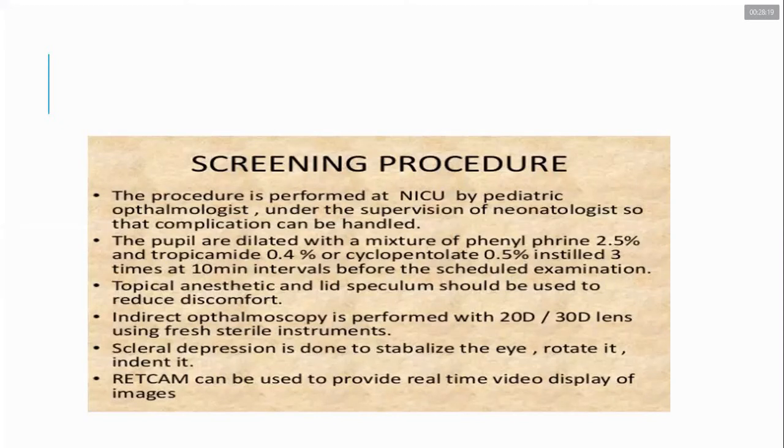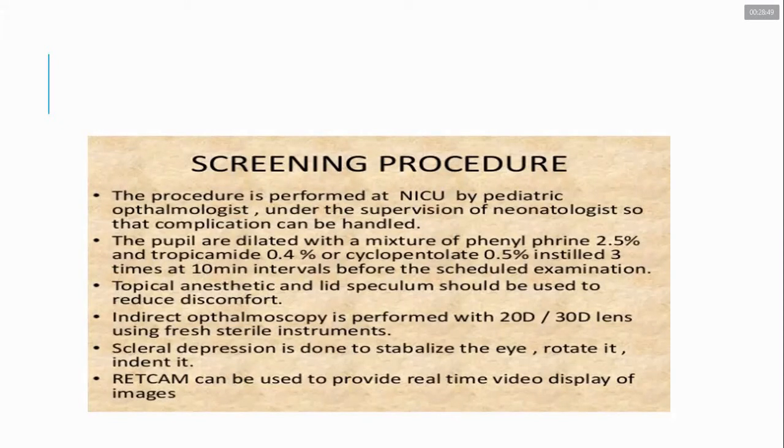The pupils are dilated with a mixture of phenylephrine 2.5% and tropicamide 0.4%, or cyclopentolate 0.5%, instilled 3 times at 10-minute intervals before the scheduled examination. Topical anesthetic and a lid speculum should be used. So we have a speculum; the lid speculum is required to reduce discomfort, along with indirect ophthalmoscopy.